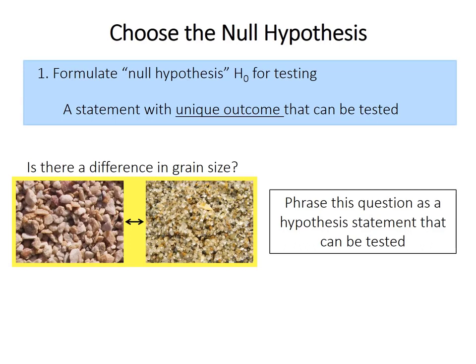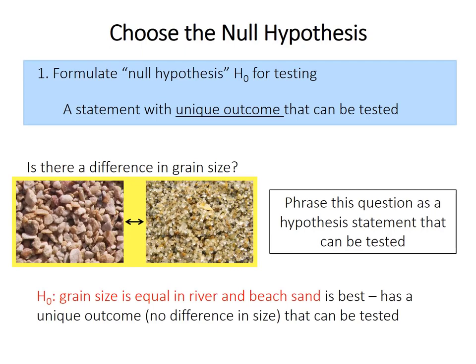So our question is, is there a difference in the grain size? But we want to make that into a statement that only has a single possible outcome that we can test and potentially reject. So the most common choice of a null hypothesis is that there is no difference between the groups. So for example, we can say grain size is equal in river and beach sand. That's a good null hypothesis because it has a unique outcome, that there's no difference, the difference is zero, and it can be tested. In theory, you could choose any unique outcome. You could say river sand grain size is exactly twice as large as beach sand grain size, but this no difference null hypothesis is traditional.